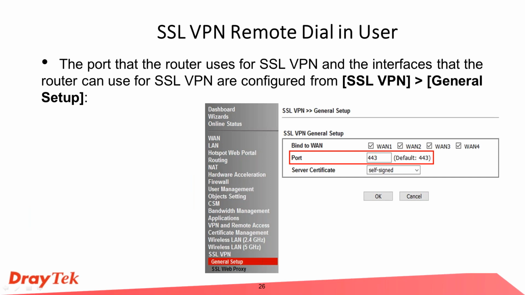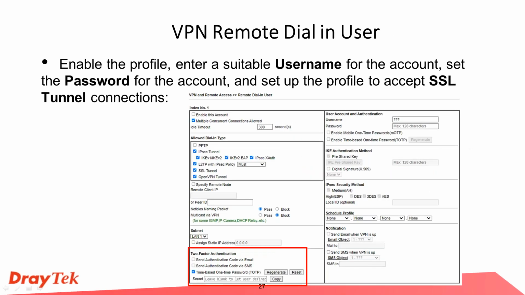Okay, SSL VPN, so it's a single user. I look at the settings, and if you are using SSL for your remote dial-in user, I'd change the port. The default port is 443, which is the same as what the web interface uses, but if you change that to something else, then that just keeps it separate from the web interface.